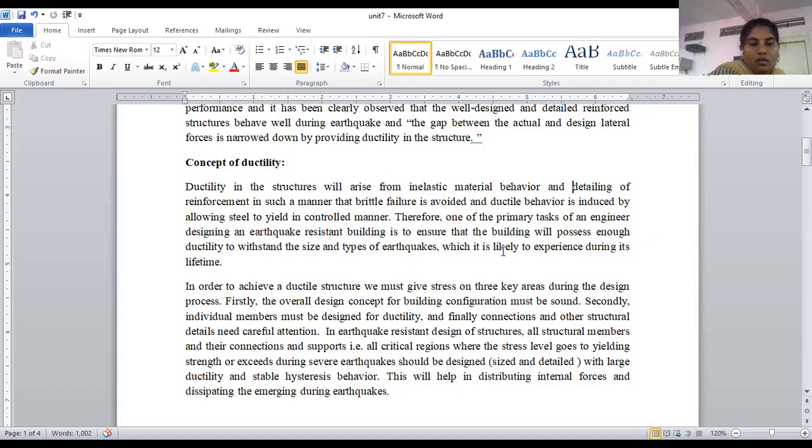in such a manner that brittle failure is avoided and ductile behavior is induced by allowing steel to yield in a controlled manner.